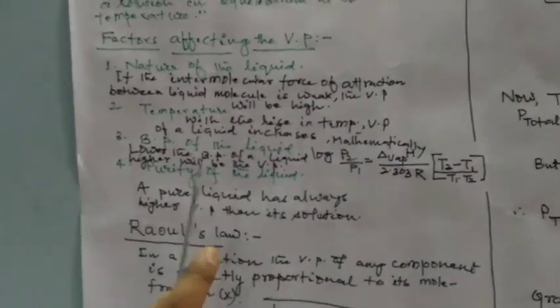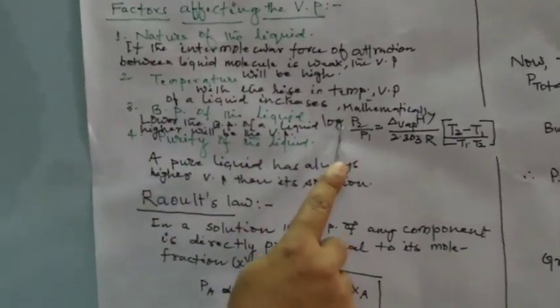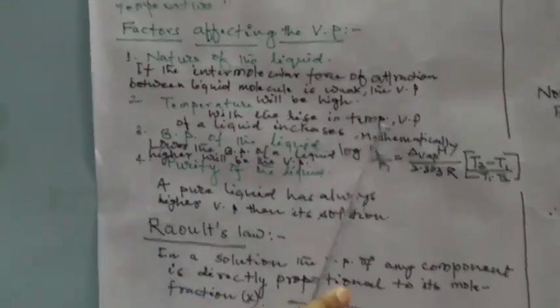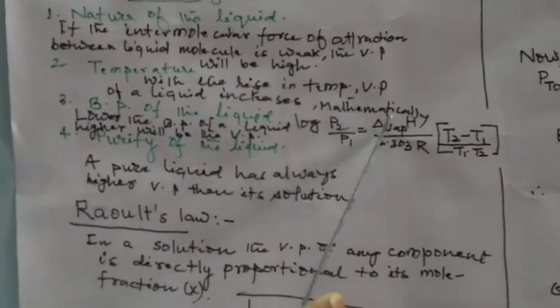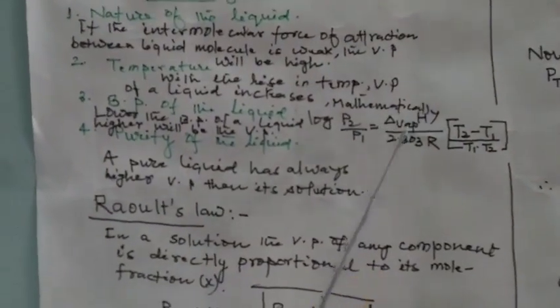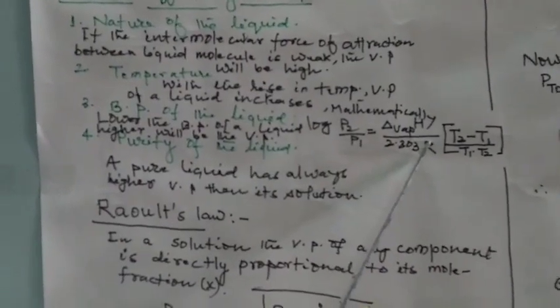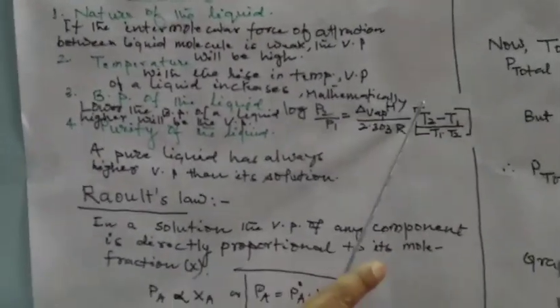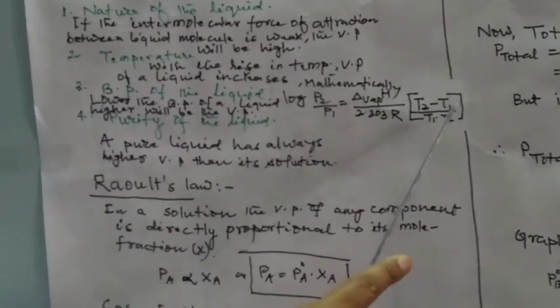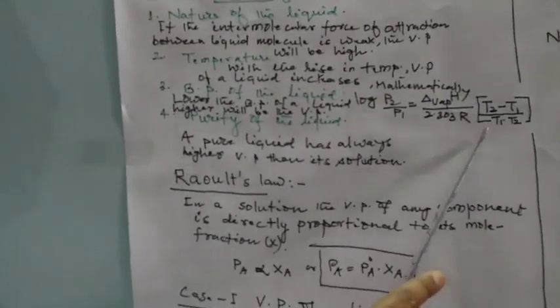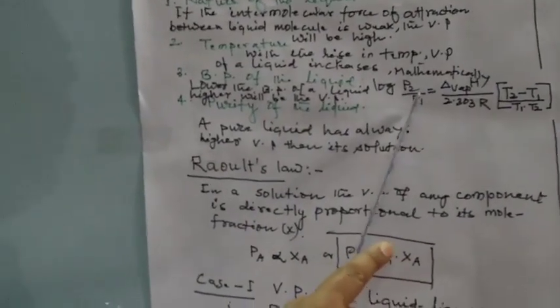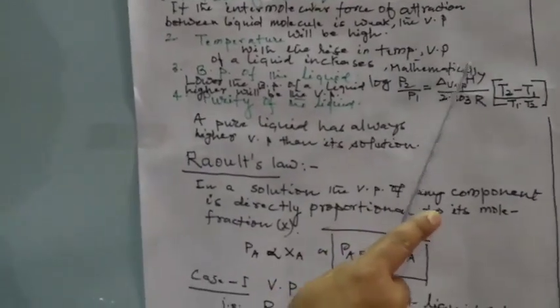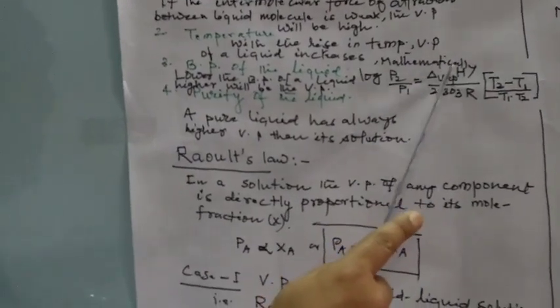Clausius-Clapeyron equation. The Clausius-Clapeyron equation is log P2/P1 equals delta H vaporization divided by 2.303 R, multiplied by (T2 minus T1) upon (T1 into T2). What are these terms? Where T1 and T2 are the temperatures at which the vapor pressures are P1 and P2, and delta H_v is the enthalpy of vaporization of the liquid.